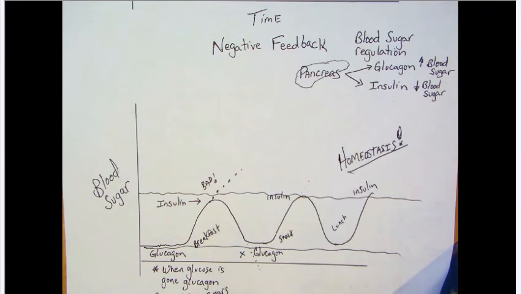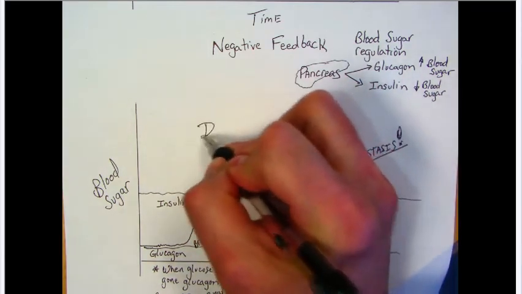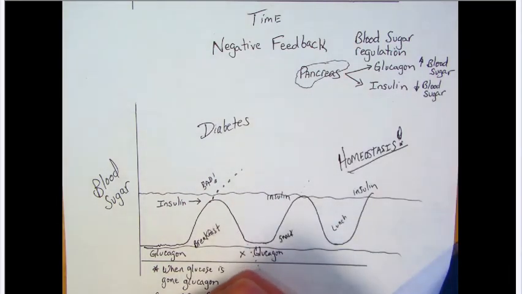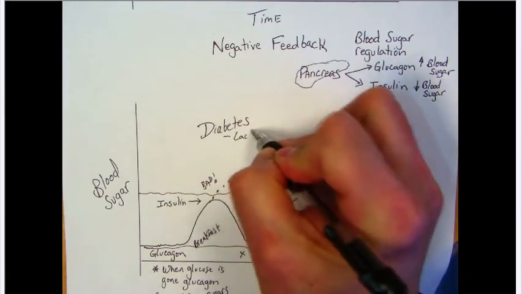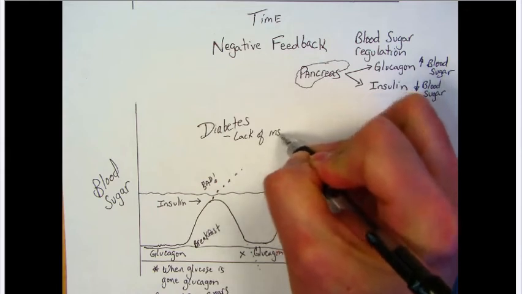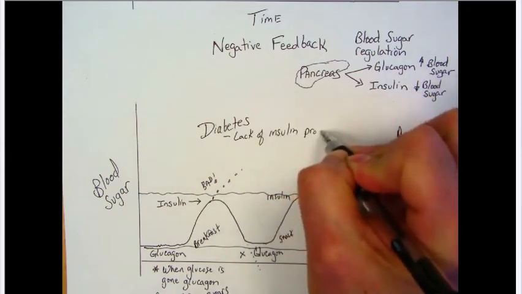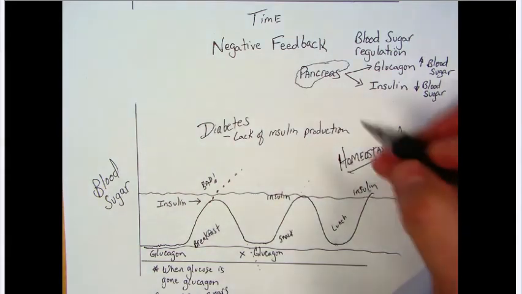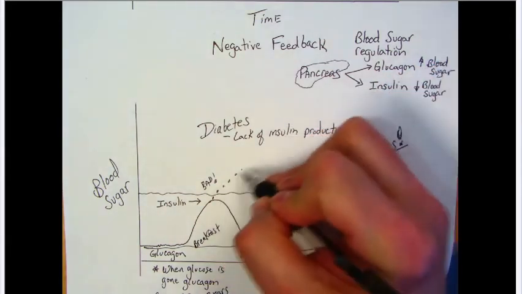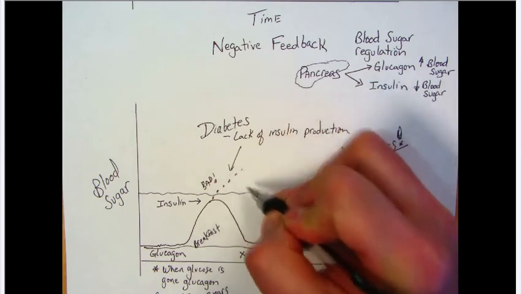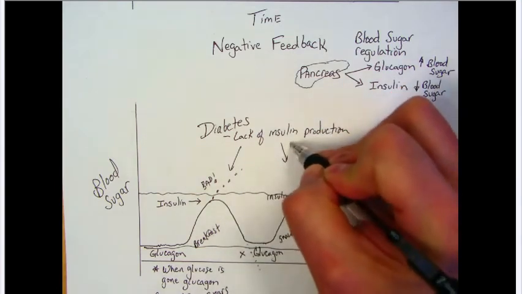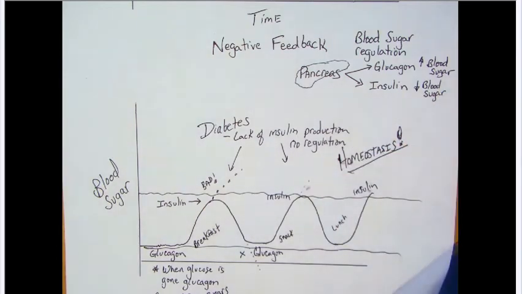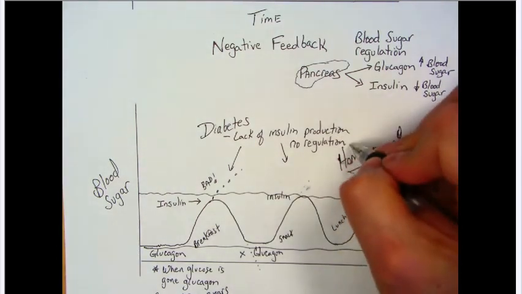Now, the only disorder that you really need to know about this is diabetes. Diabetes is lack of insulin production, or it can be lack of insulin receptors. But in either case, the job is not going to be done. So there's no regulation. And that can be very detrimental to your health.